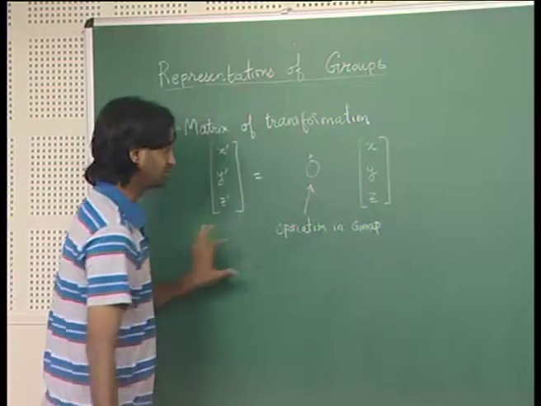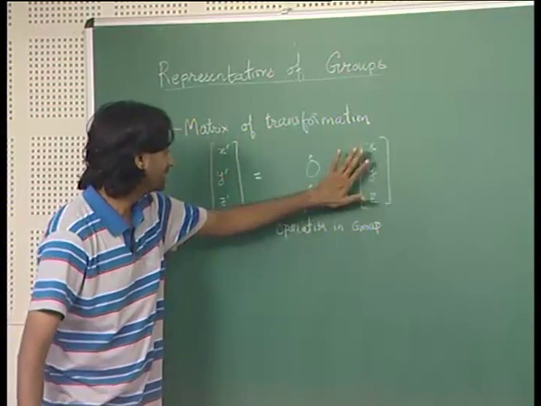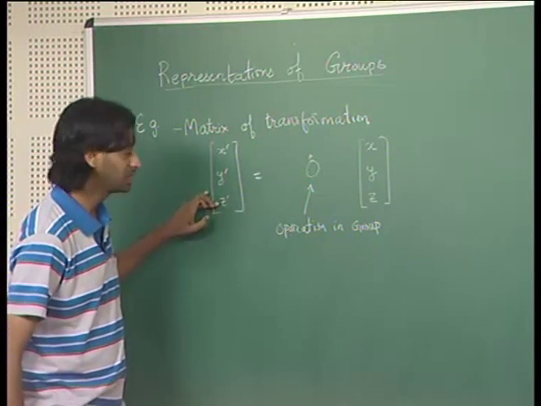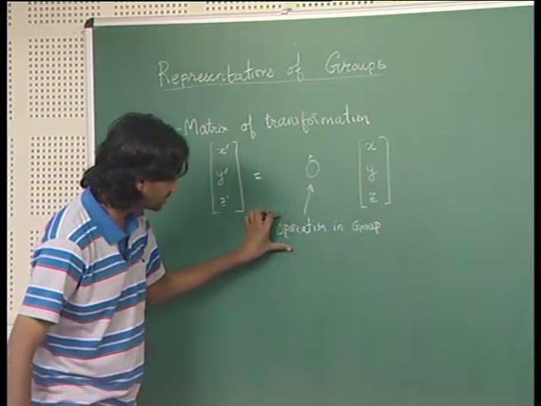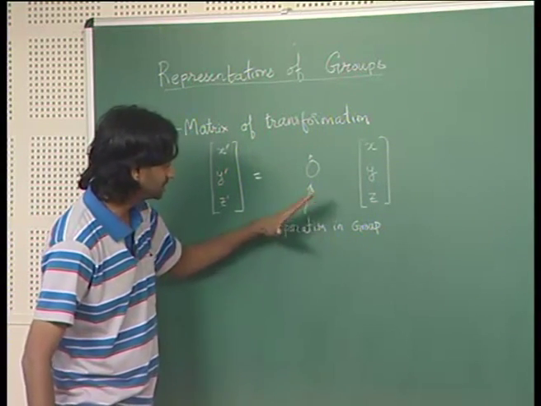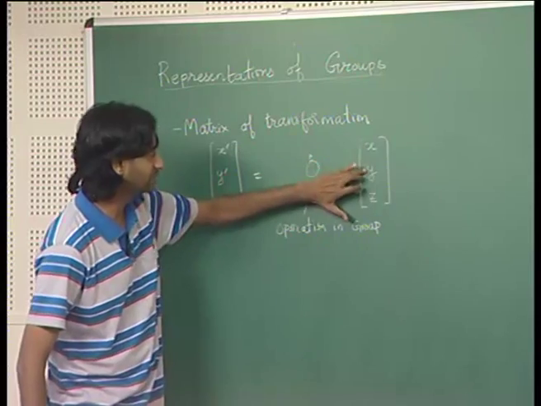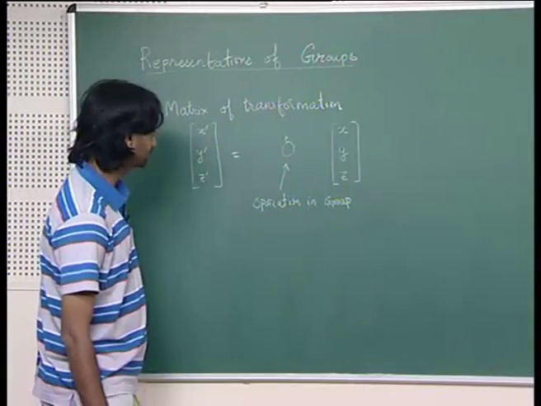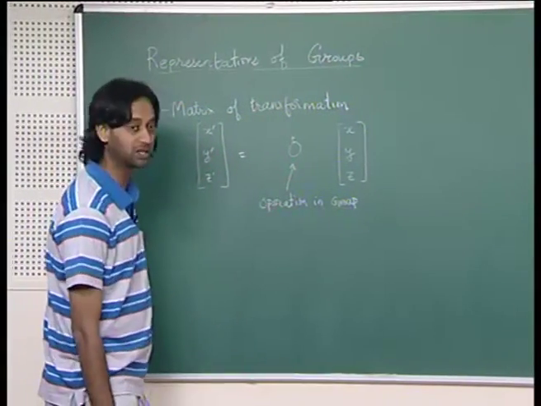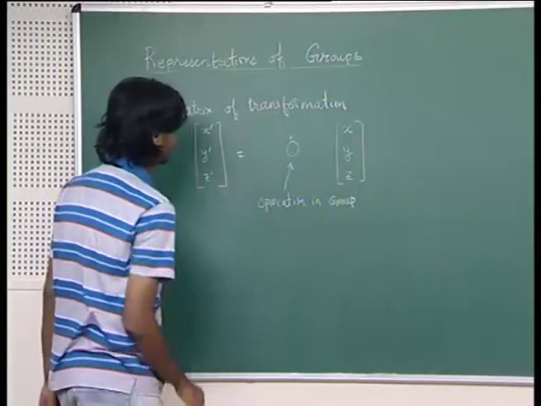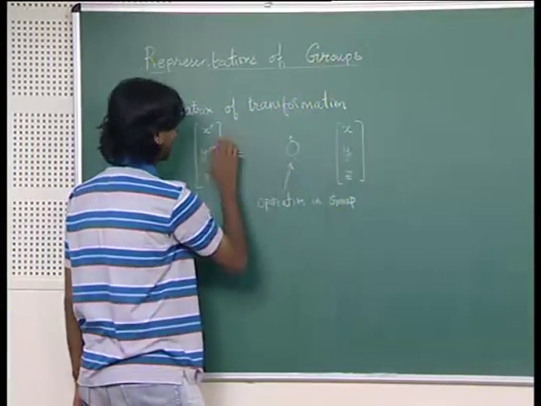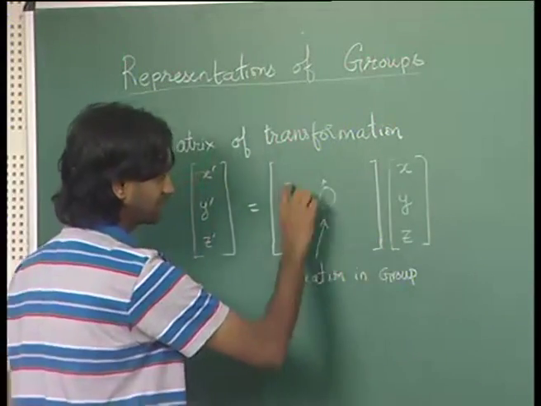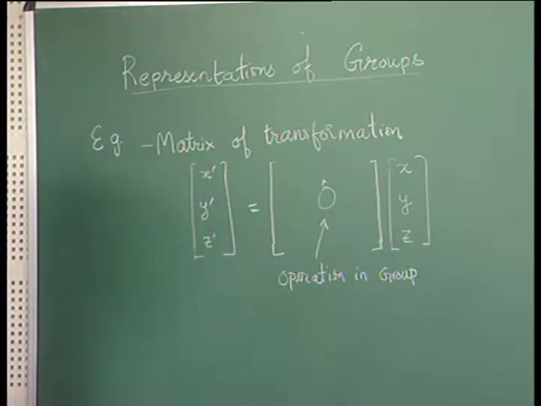Suppose I perform an operation on an arbitrary point, then I get some resulting point x prime, y prime and z prime. So, any operation in a group can be thought of as something that transforms one point to another point. And one very general object that transforms a vector into another vector, or a point in Cartesian coordinates to another point, is what is called a matrix. So, you can imagine that if I multiply this by a matrix, then I will get this new point.